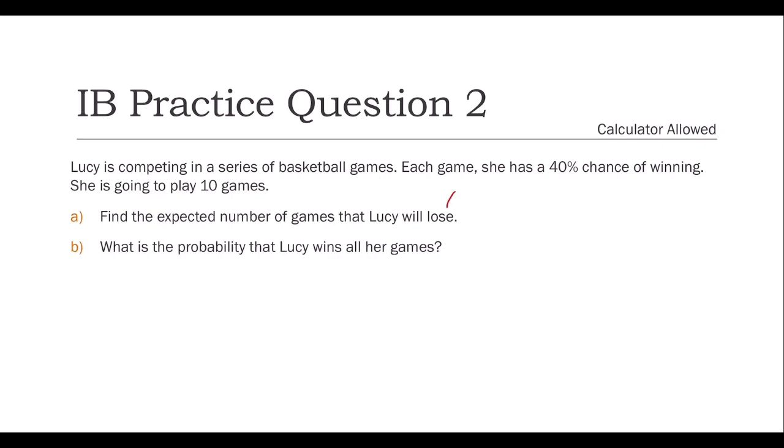So we want to know how many she'll lose, and the probability of her losing is 60%, because she's going to win 40%, so if she's not winning, she has to lose, because there aren't going to be any tie games. So to find that expected number, it's going to be equal to our mean, which is our number times our probability. So that would be 10 times 0.6, so she's expected to lose 6 games.